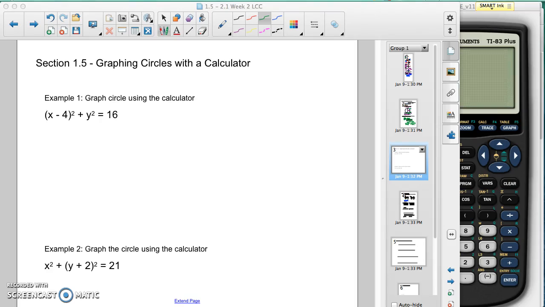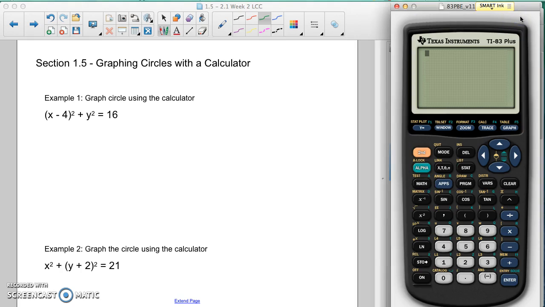Hello, in this video we'll be finishing our work with circles, and we're going to be working with how to graph a circle on your calculator. Now your calculator, the TI-83s, are only set up to graph functions, and circles are not functions because they do not pass a vertical line test. We'll discuss that in chapter 2, but we can't just graph the whole circle on the graphing calculator.